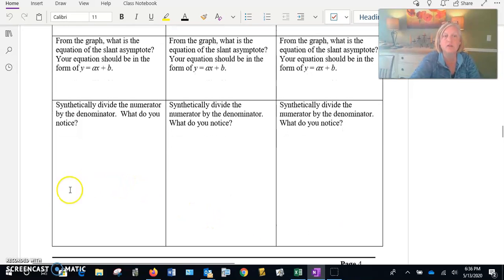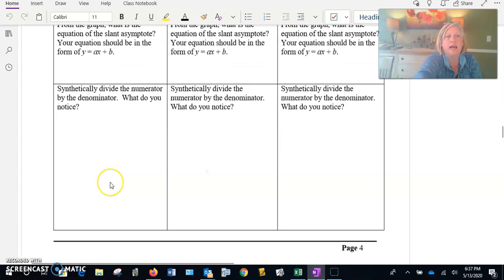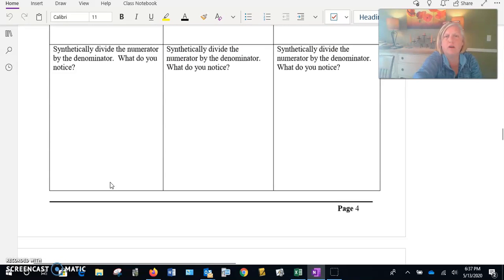Notice that I'm going to ask you to use synthetic division, a little review from the beginning of polynomials, to divide the numerator by the denominator. Show your work for that. Come up with your remainder as well as your quotient from that divisor. And go ahead and write it in the alternate forms.